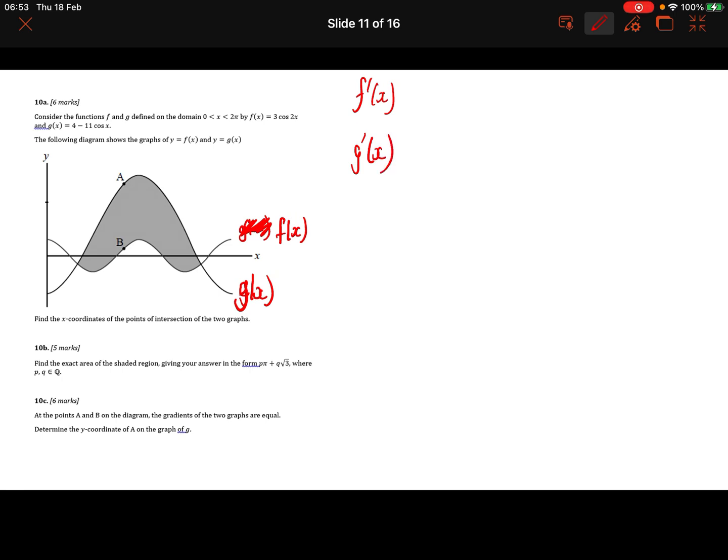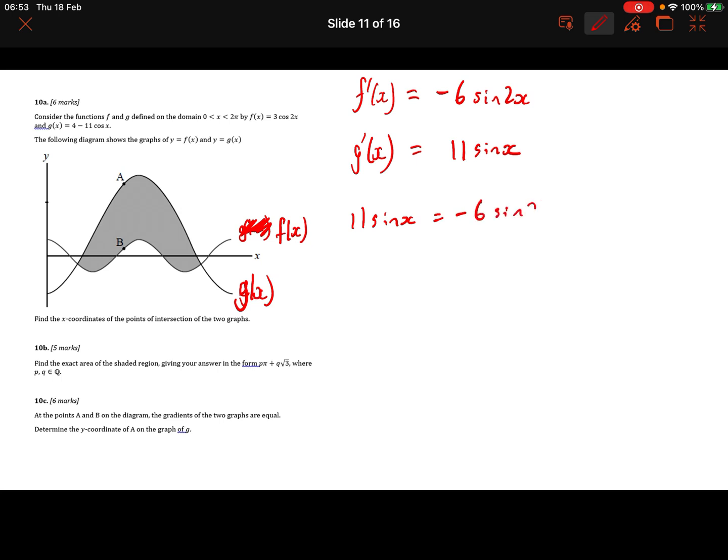What's the differential of 3 cos 2x? Well, that's going to be negative 6 sine 2x. And the differential of 4 minus 11 cos x is going to be positive 11 sine x. So what we're saying is, when are these two gradient functions equal to each other? So we've got 11 sine x equals negative 6 sine of 2x.